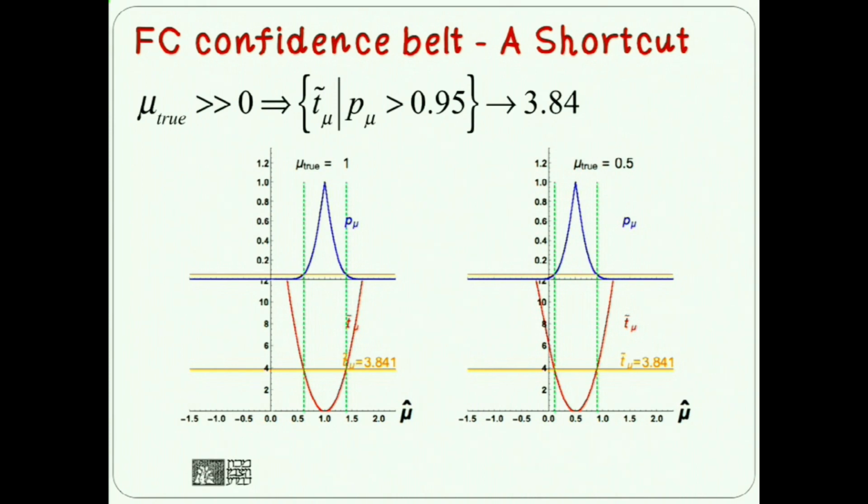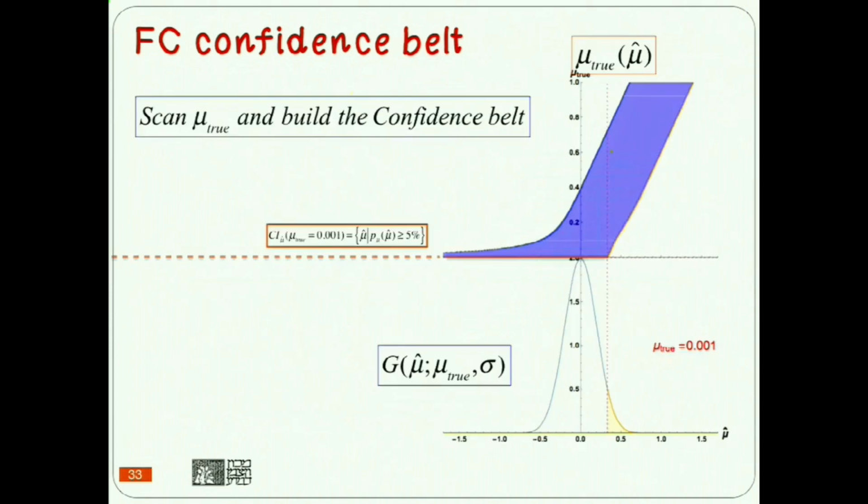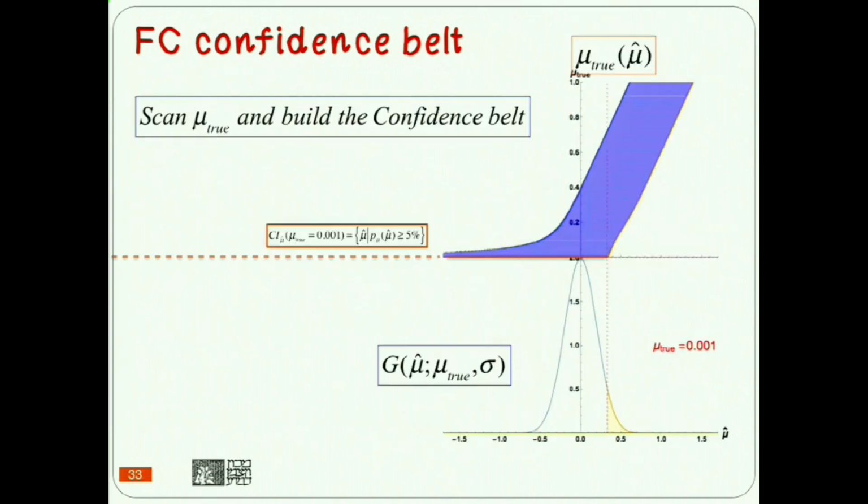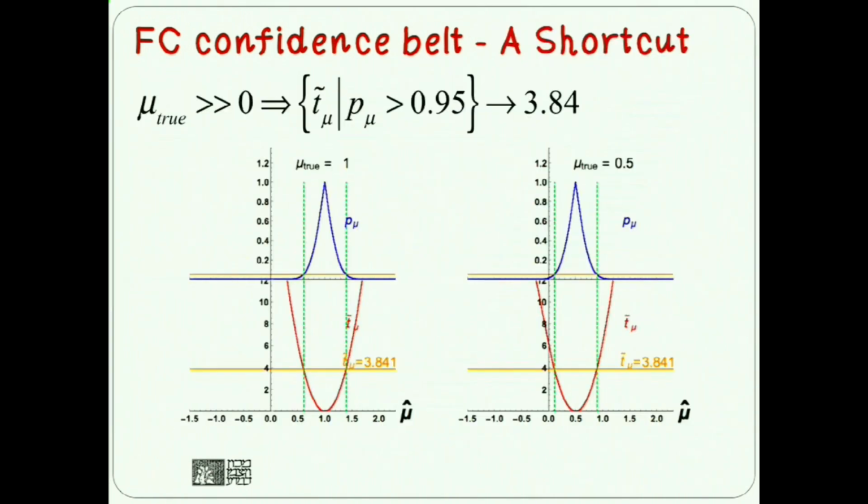Remember that when I plot t tilde mu as a function of mu hat, I showed it to you here, where was it? I get at some value of t tilde mu the interval. Here it was 3.31. So when one played the game, one sees that as I increase mu true, the value of mu true goes away from 0. Very quickly, already for 0.5, I get that t tilde mu is 3.841. I go to 1, it's already 3.841.